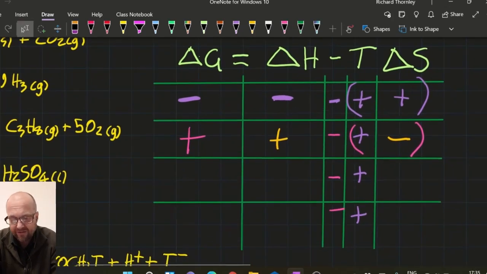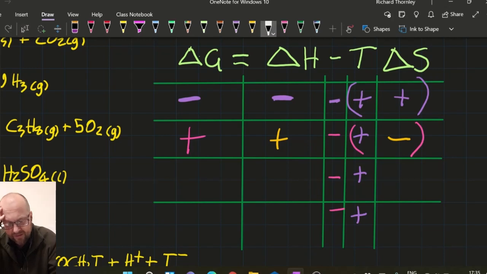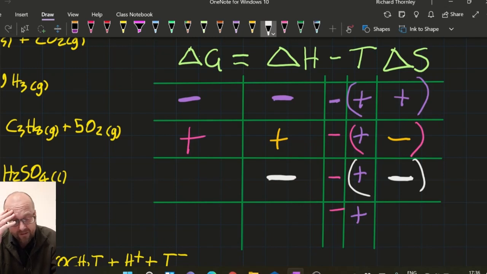It's the two edge cases. So what combinations have I not done? I've not done negative here and negative here. Negative and negative. All right then. So the way I think about it is as this gets more positive, bigger, bigger, bigger, what does that do? Minus, minus is a plus. So negative, minus, that's plus. So what's going to happen is the number's going to become more and more positive for delta G. So as temperature increases, delta G gets bigger and bigger.